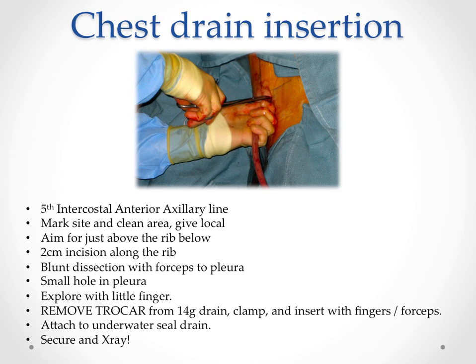Remove the trocar from your chest drain using a wide bore 14 gauge drain. Insert that with your fingers or your forceps, never ever the trocar for fear of myocardial damage, and advance the chest drain towards the head of the patient. Secure with a suture and attach to an underwater seal drain, and then find the x-ray to see if your chest drain is in position. There's a video to demonstrate this in due course.